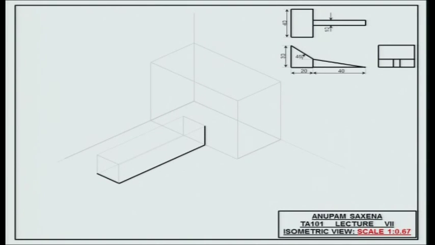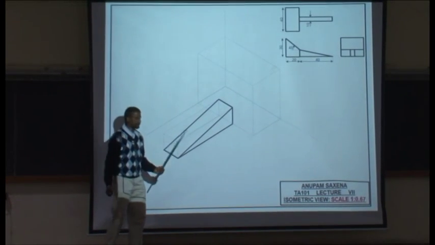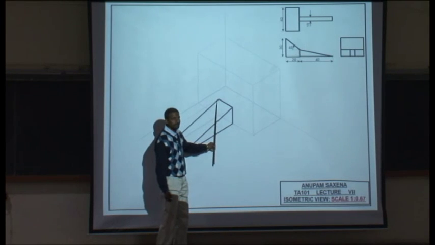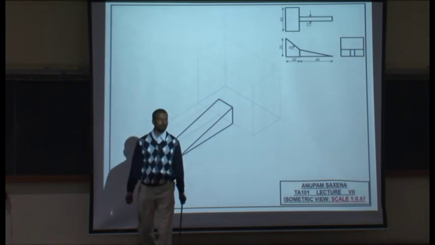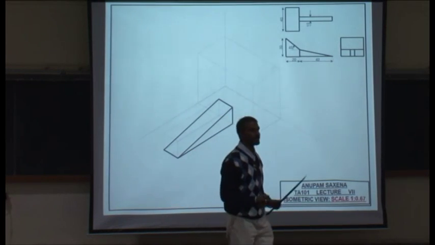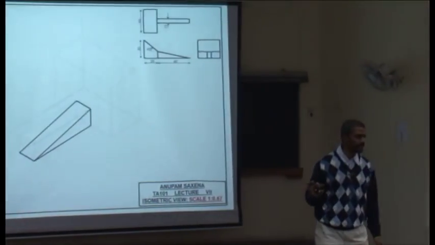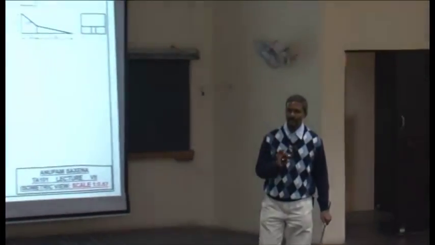Would this edge be visible? No. I don't need to draw this. Would this edge be visible? No, I don't need to draw this either. How about this? Right? My rib is ready. You draw the isometric drawing or the isometric view the way you see it. No hidden lines. Okay? Absolutely no hidden lines.